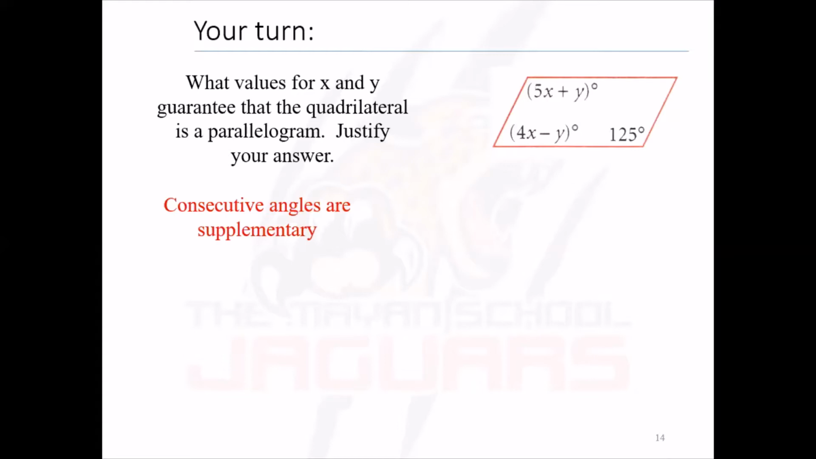So let me write in here, guys. What I'm going to write is that the sum of 5x plus y and 4x minus y is going to be equal to 180 degrees. And we have, let me see, this equation. And okay, with this equation, I notice that it has two variables.